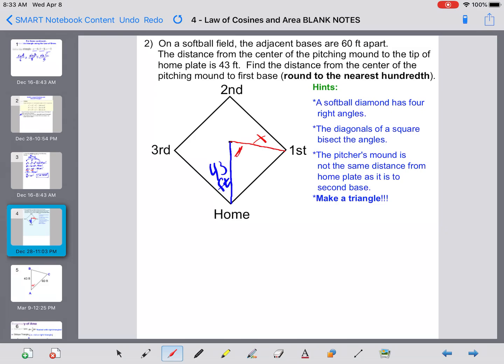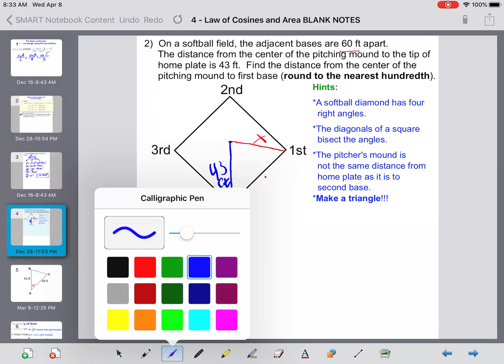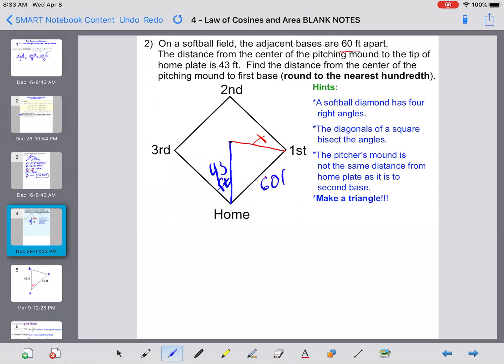So here's what you can't assume. That this angle right here is not 90, right? It doesn't say that the pitcher's mound is in the middle of the diamond. So we can't use SOHCAHTOA or the Pythagorean theorem or anything like that. So we do know this though. The bases are 60 feet apart. So we know this side here is 60 feet.